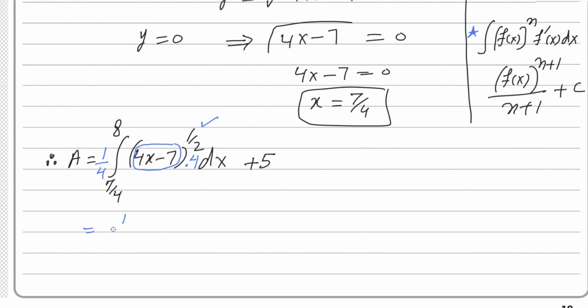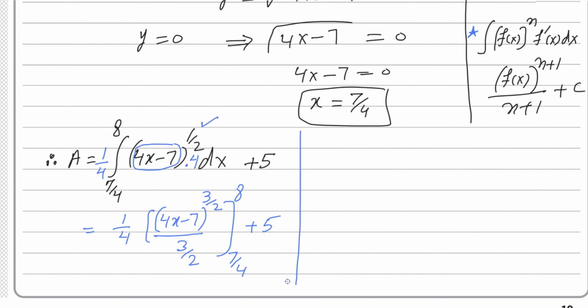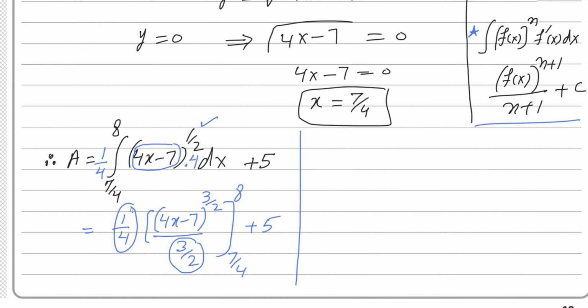So solve it. 1 over 4 is outside and we will increase the power of this function by 1. So it will be (4x minus 7) power 1 over 2 plus 1 is 3 over 2, divided by 3 over 2. And here apply the limit, that is 7 over 4 to 8, and plus 5. Hopefully you understand this step. We will simplify these two, 1 over 4 divided by 3 over 2. You flip it and 2 will be cancelled out. For sure your answer is 1 over 6.